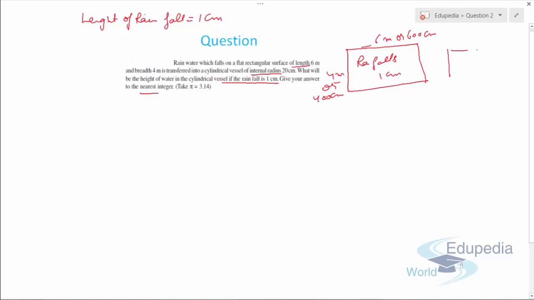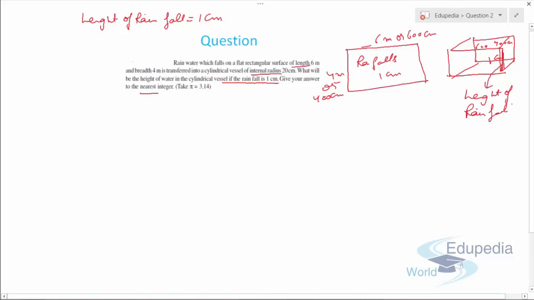Let me explain over here by using the cuboid like this. Over here we have 600 centimeters, this is 400 centimeters, and this becomes 1 centimeter. This height is the height of rainfall. So this becomes a cuboid. Whatever the volume of the cuboid is, that is transferred into the cylindrical vessel of internal radius 20 centimeters. So we can use this concept to find the answer.